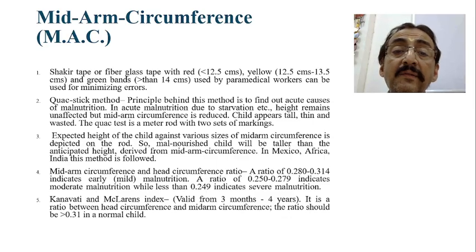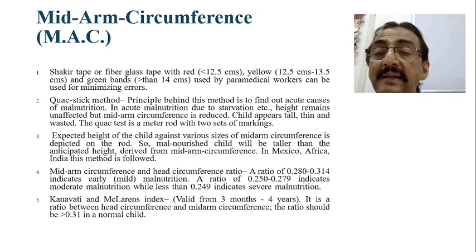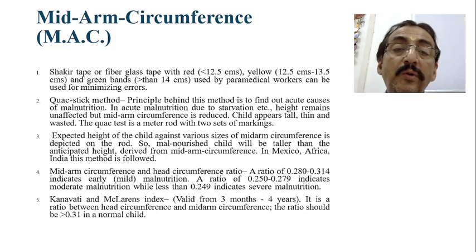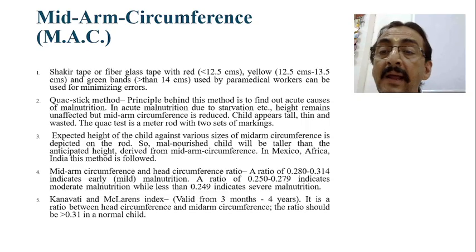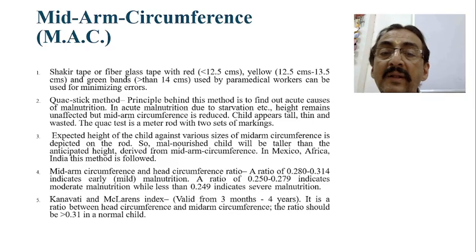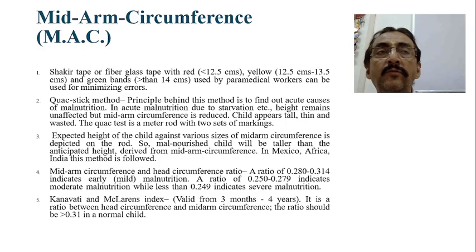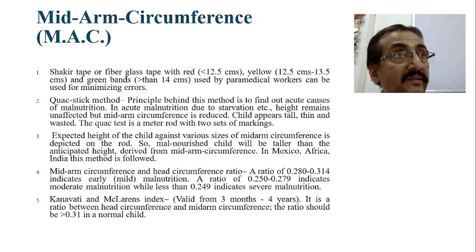Mid-arm circumference and head circumference ratio: a ratio of 0.280 to 0.314 indicates early malnutrition. A ratio of 0.250 to 0.279 indicates moderate malnutrition, while less than 0.249 indicates severe malnutrition. So this is one method. The quack stick method can also be followed. The quack stick is the instrument, a metallic rod, and on that rod it is depicted, for the different heights, how much mid-arm circumference should be there. So that is mentioned there.